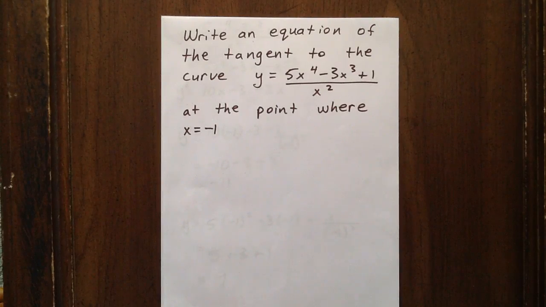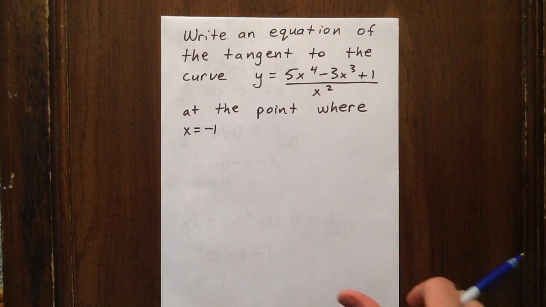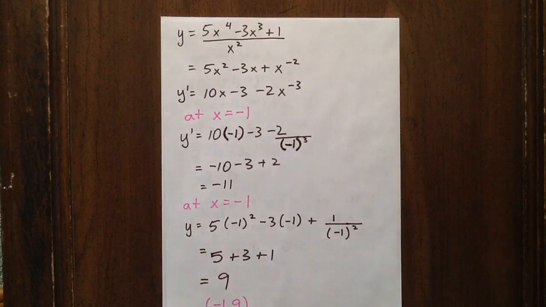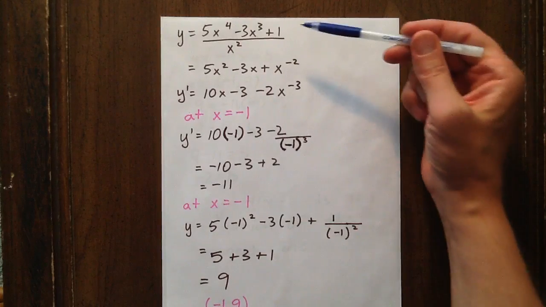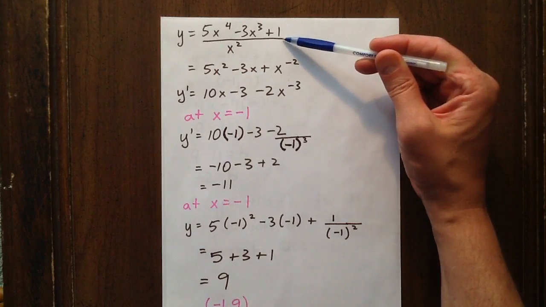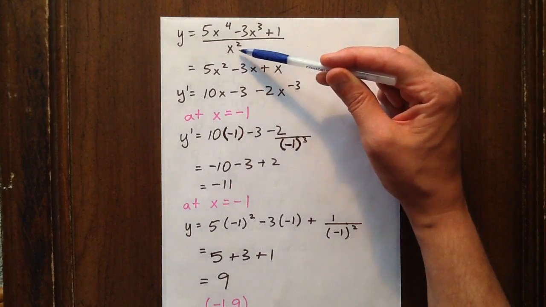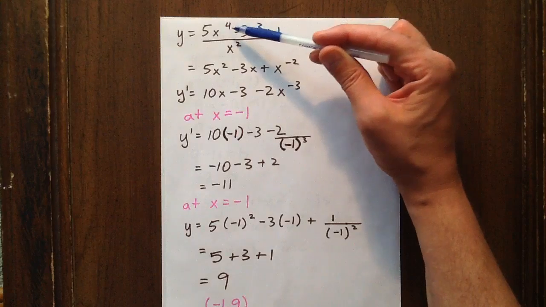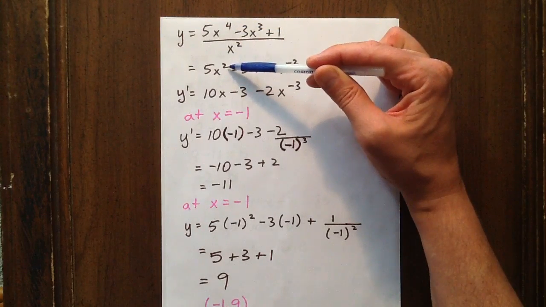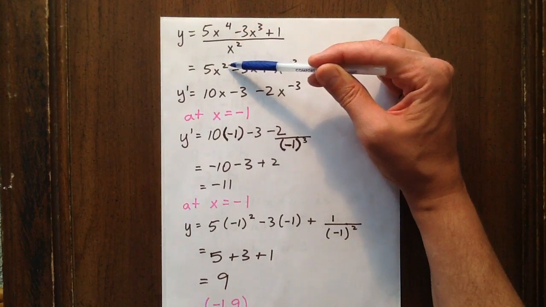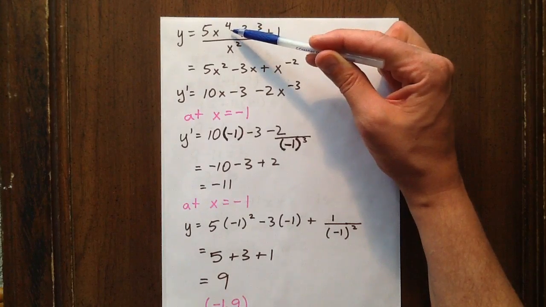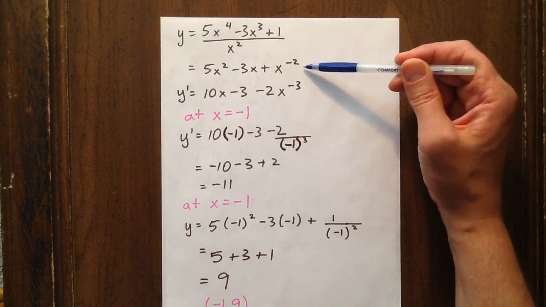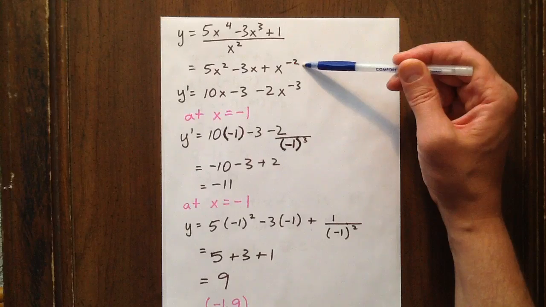In this question, we want to find an equation for the tangent line to the curve shown at the point where x equals -1. Well, the first thing we should do is develop an expression for the derivative of this curve. Since x squared is the only term in the denominator, we can subtract 2 from the exponent of each term in the numerator. And we get this to be an equivalent expression for y.